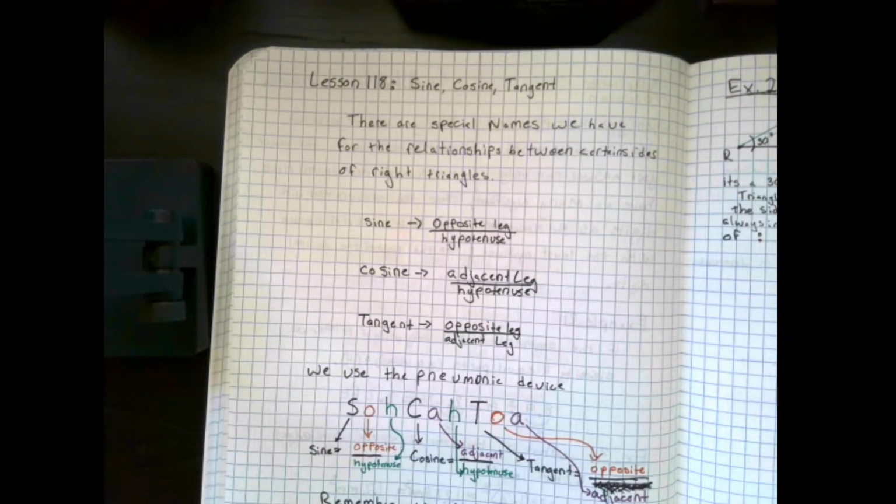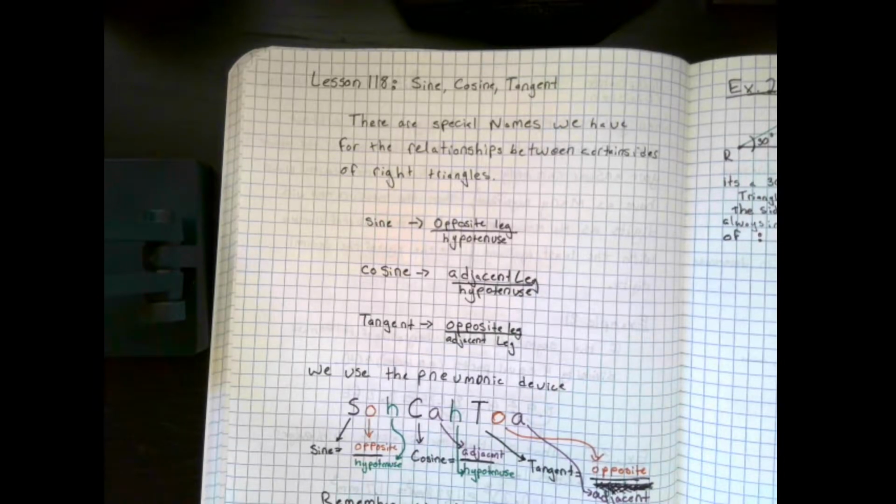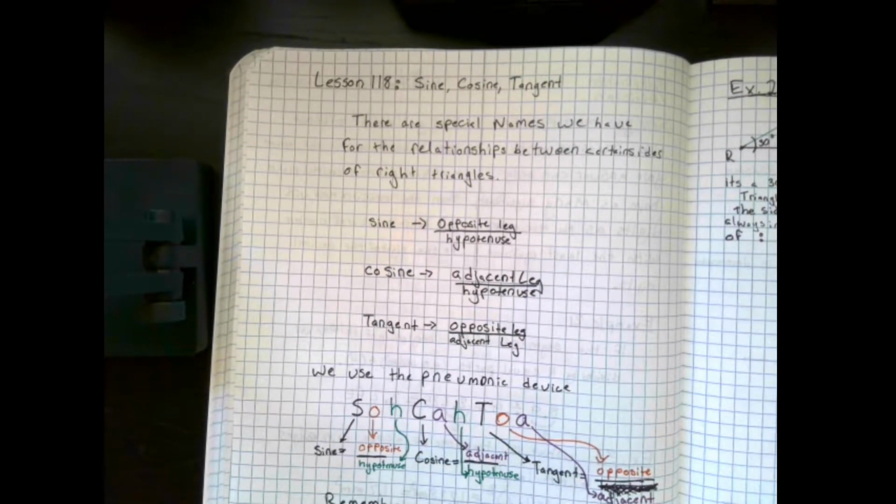Lesson 118 of Saxon Math Course 3 is about sine, cosine, and tangent, which are all measurements that are used in a branch of mathematics called trigonometry. Now, when we're going into trigonometry, you may have heard that phrase before. It's the process of doing math involving the angles of triangles.